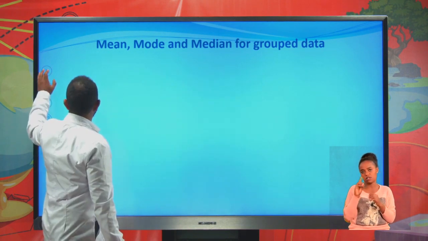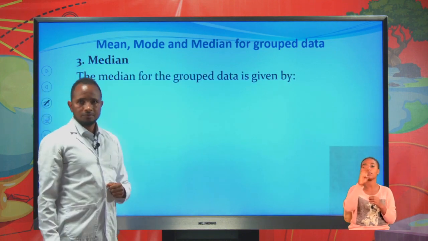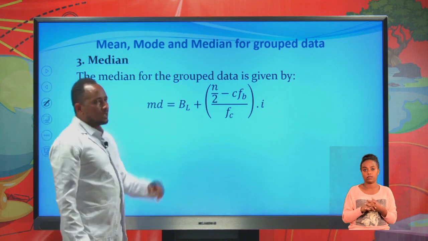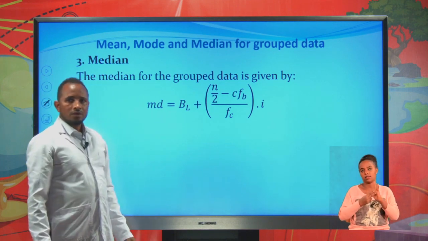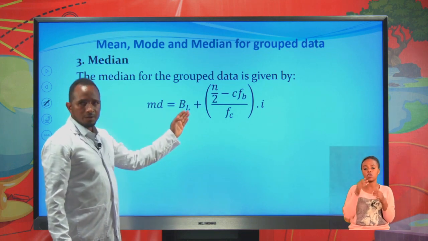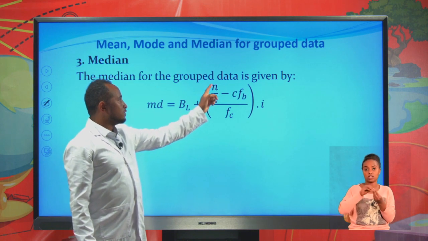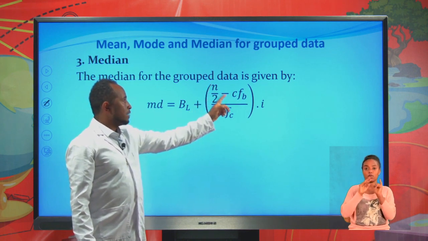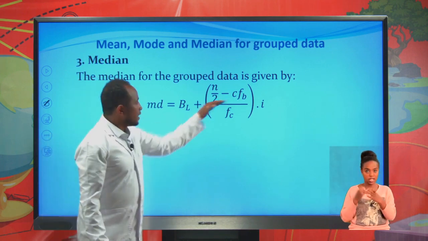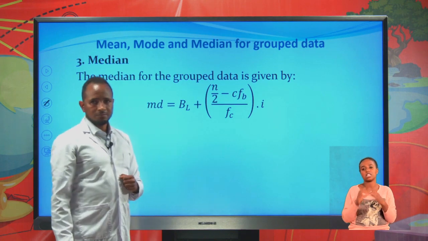Okay, now let's see about the median. So the median for grouped data is given by this formula: the lower class boundary of the median class, plus the total number of data divided by 2, minus the cumulative frequency before the median class, divided by the frequency of the class, times the class interval.